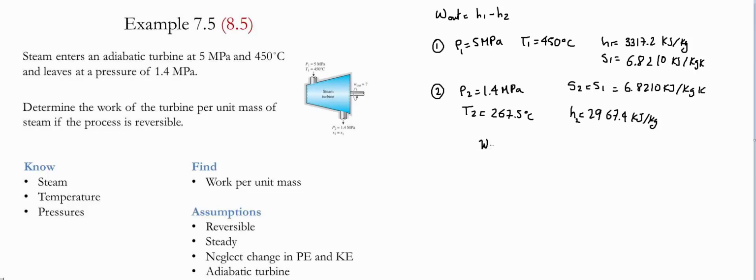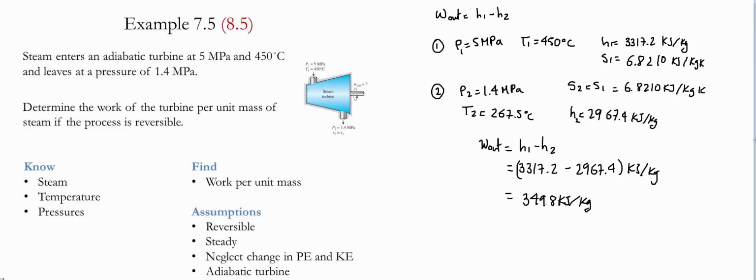So once again, using the formula, it's going to be the difference between the initial and the final values of specific enthalpy. And we have 3317.2 minus 2967.4. Both of these are in kilojoules per kilogram. Therefore, the final value that we got is 349.8 kilojoules per kilogram.